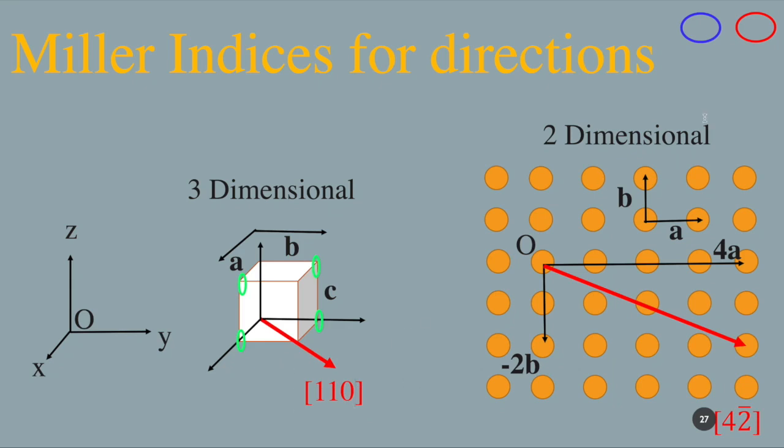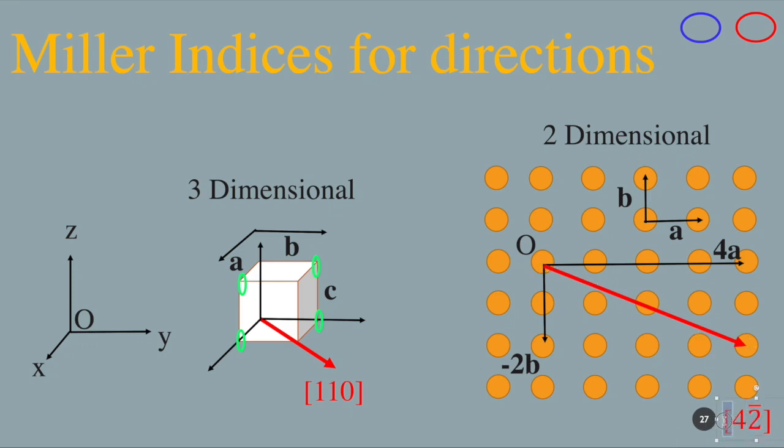I can show you in 2 dimensions. This is the unit vector A and unit vector B. So now if you have the vector 4A, how do we represent the 4 2 bar in 2 dimensions? Now we have 4 units here, 1, 2, 3, 4. This is the origin. We go in the negative direction because it's minus 2b. Now to represent the direction of this plane, 4 2 bar, we draw the diagonal.